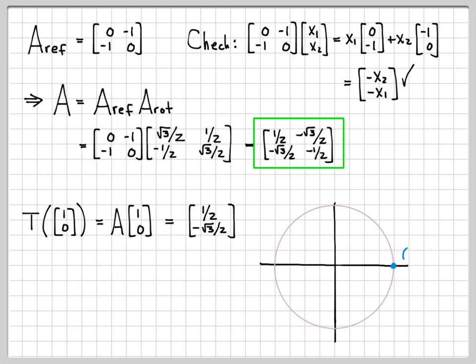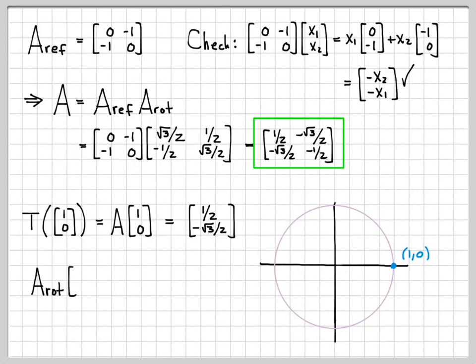Let's try to picture what's going on there. Here is the R2 plane. Here is the unit circle in purple, and we're starting off at the point 1, 0, right? We start off with 1, 0. So right here, we go 1 unit along the x1 axis and 0 units up the x2 axis to start right there at 1, 0.